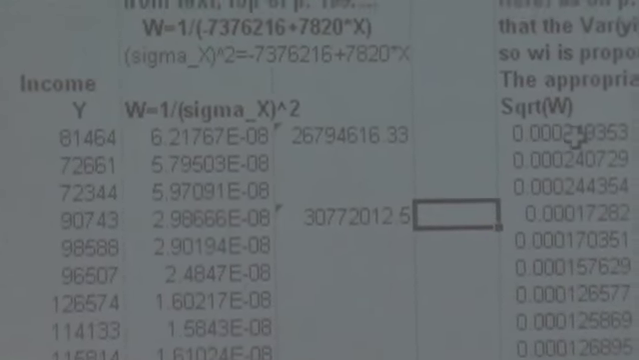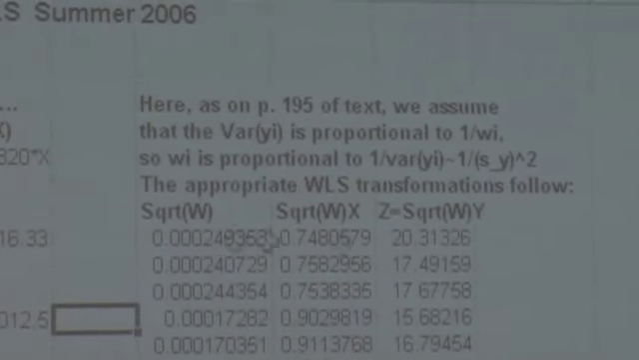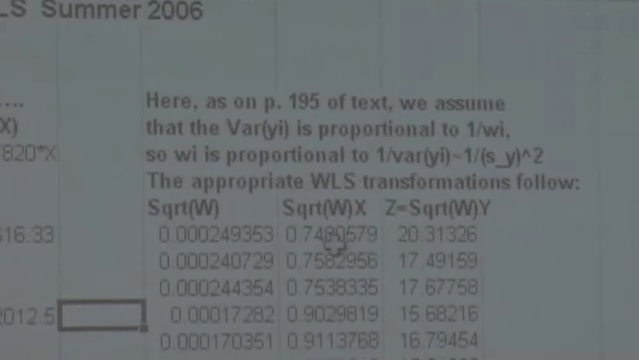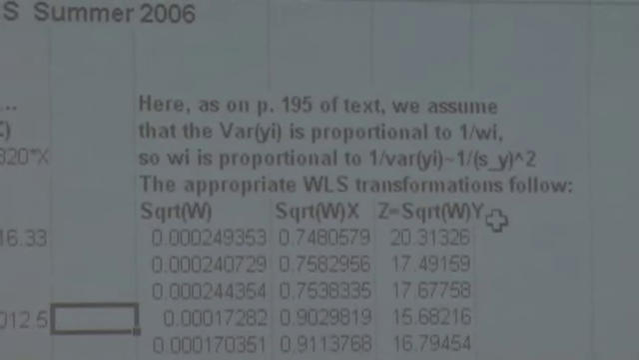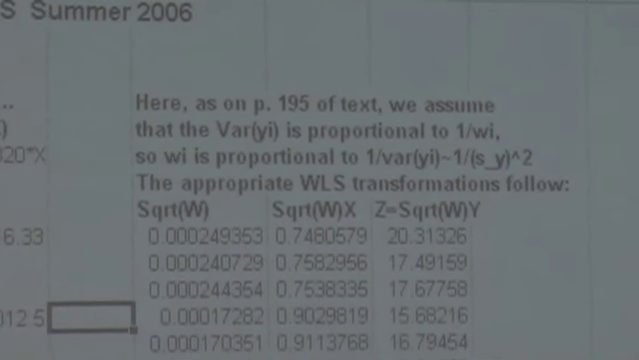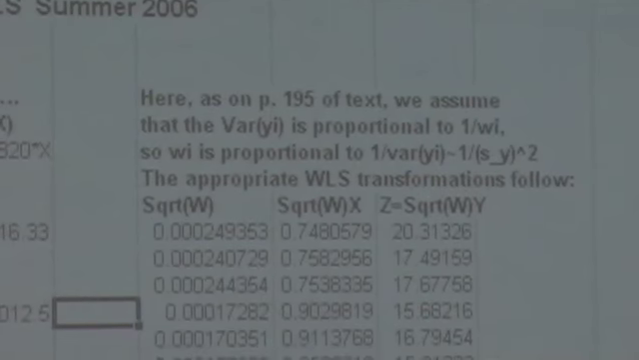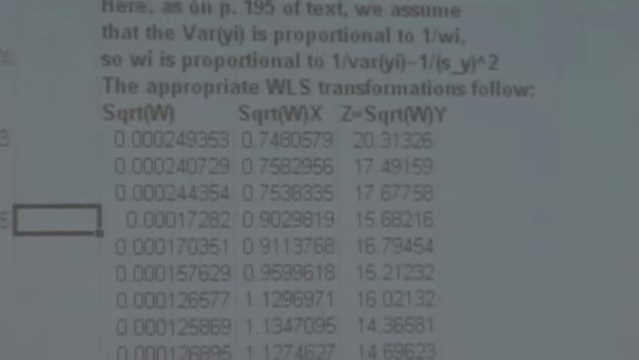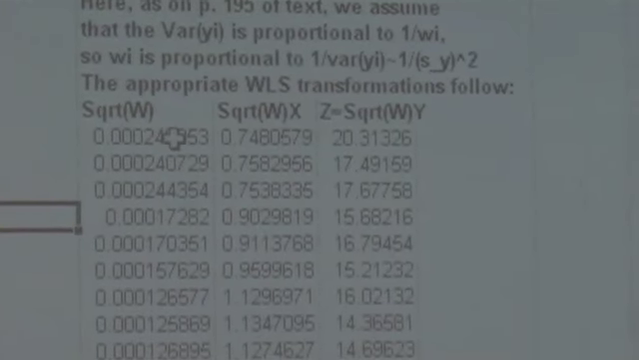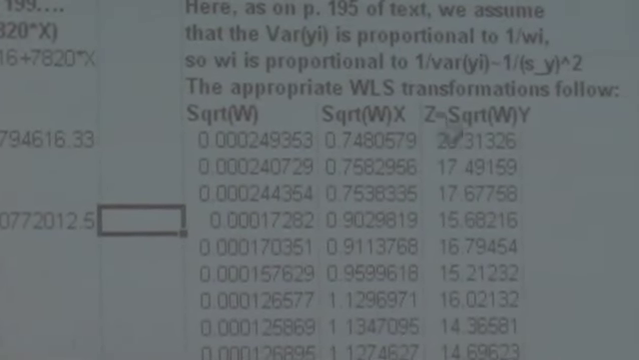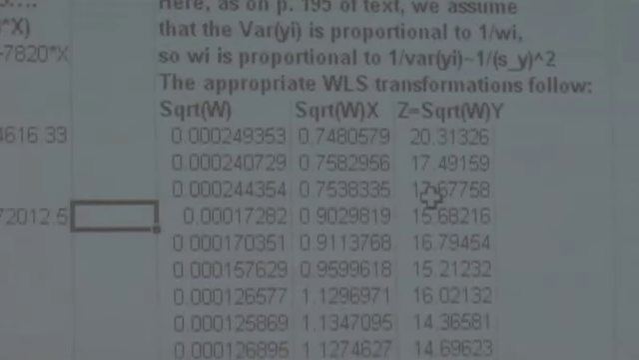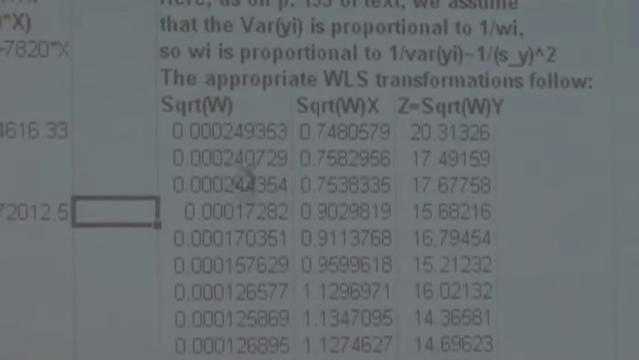Now I'll go ahead and compute. I only have one regressor, right? So simply I calculate the square root of W, the square root of W times X, and Z equals the square root of W times Y. Now I'm using the notation that I used in the notes. So there's my first column of U, my second column of U, and my Z column. These are the columns of the U matrix.